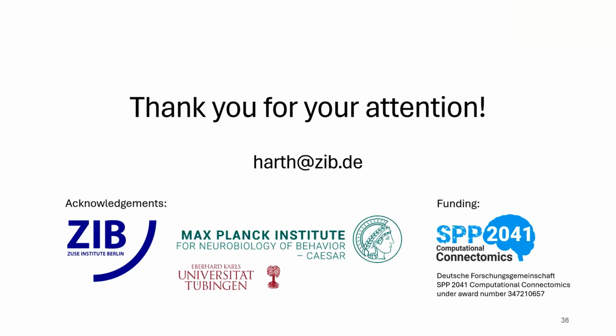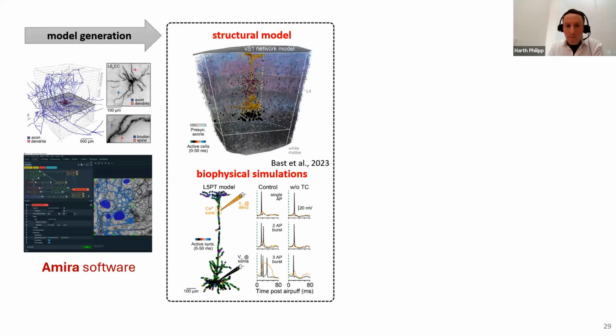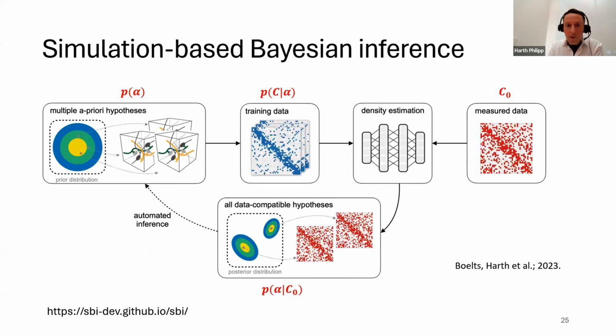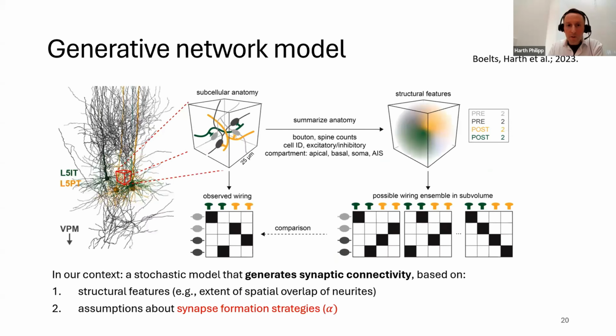Based on the current work, is it possible to estimate how many microcircuits are in the rat or mouse brain? Let me briefly jump back to the visualization of the model.